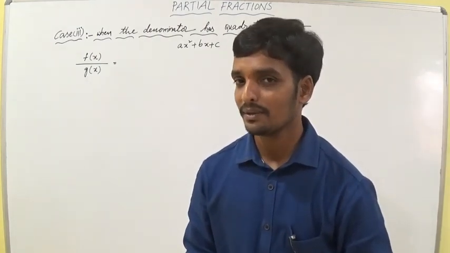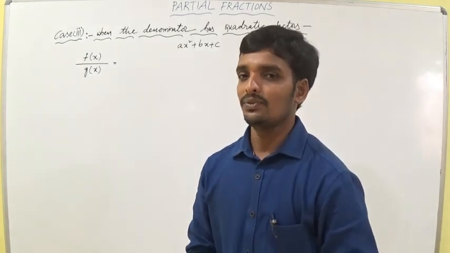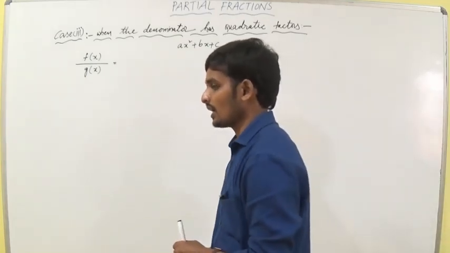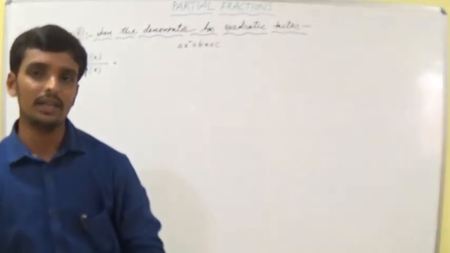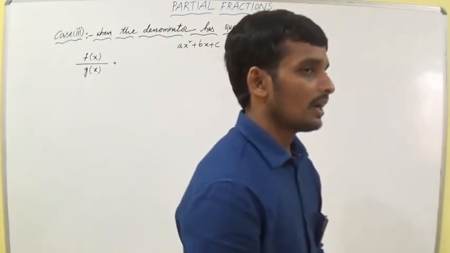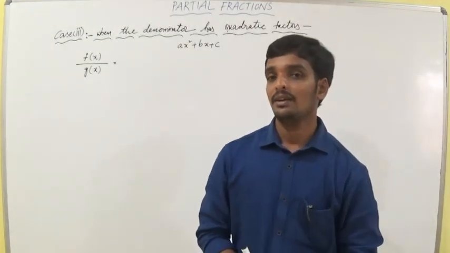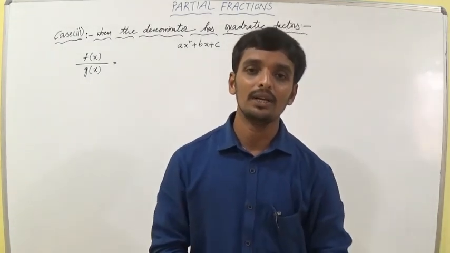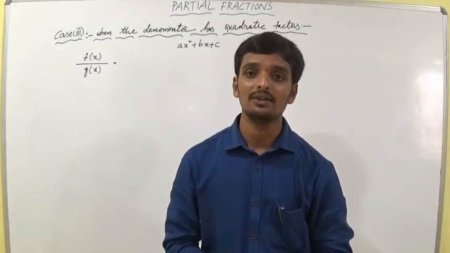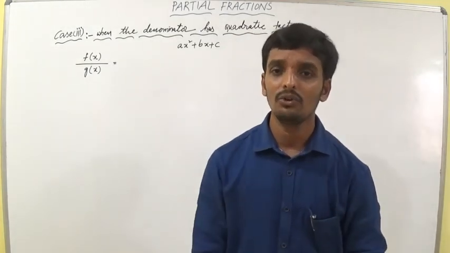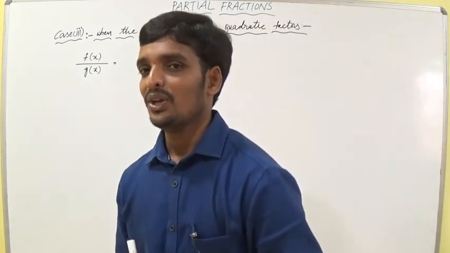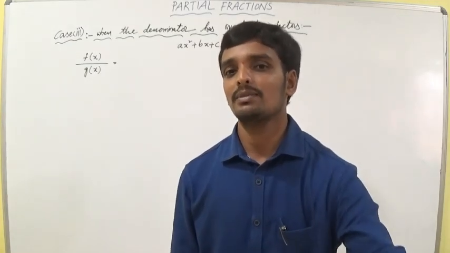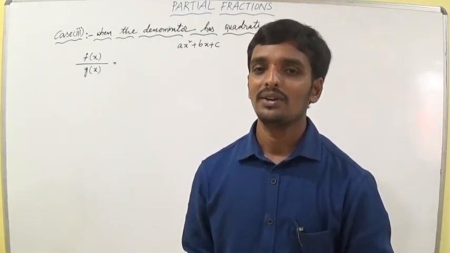Did you understand what I am explaining? So I will use some Telugu. If the denominator has a quadratic equation that cannot be factorized, that is, we cannot factorize the denominator, then we write the partial fractions. If the denominator can be factorized, we can go to the first method.